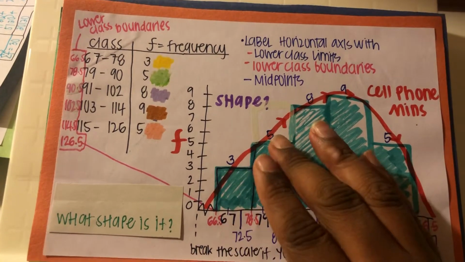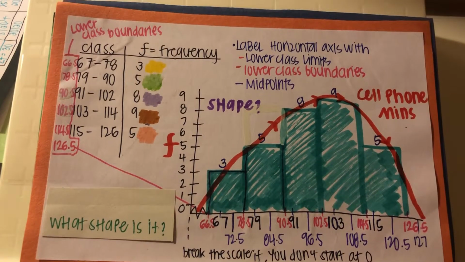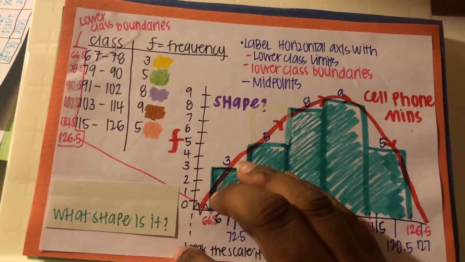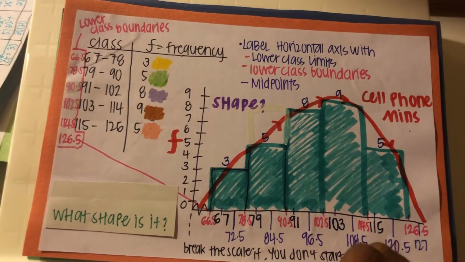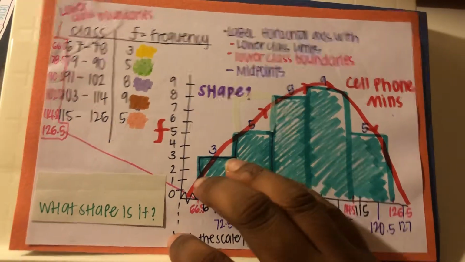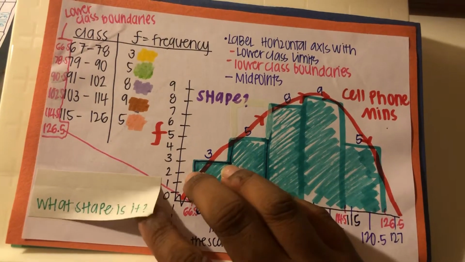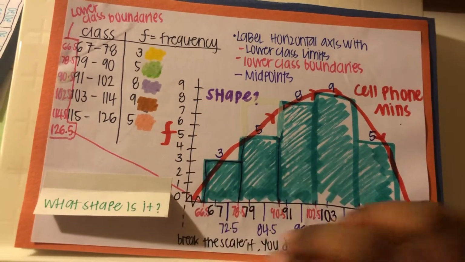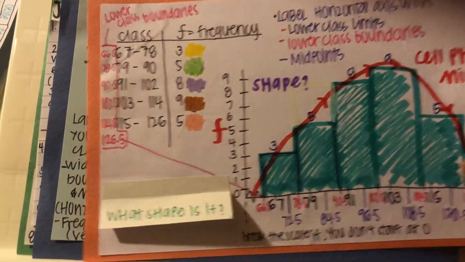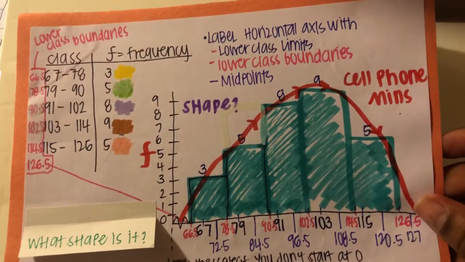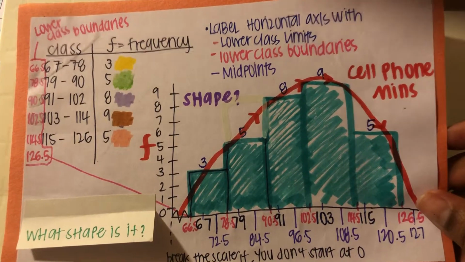So, what shape is it? What shape do you think this is? Do you think it's normal? Do you think it's uniform? What about skewed right or skewed left? It's crazy because it's slightly left skewed. But you would think that it's normal.